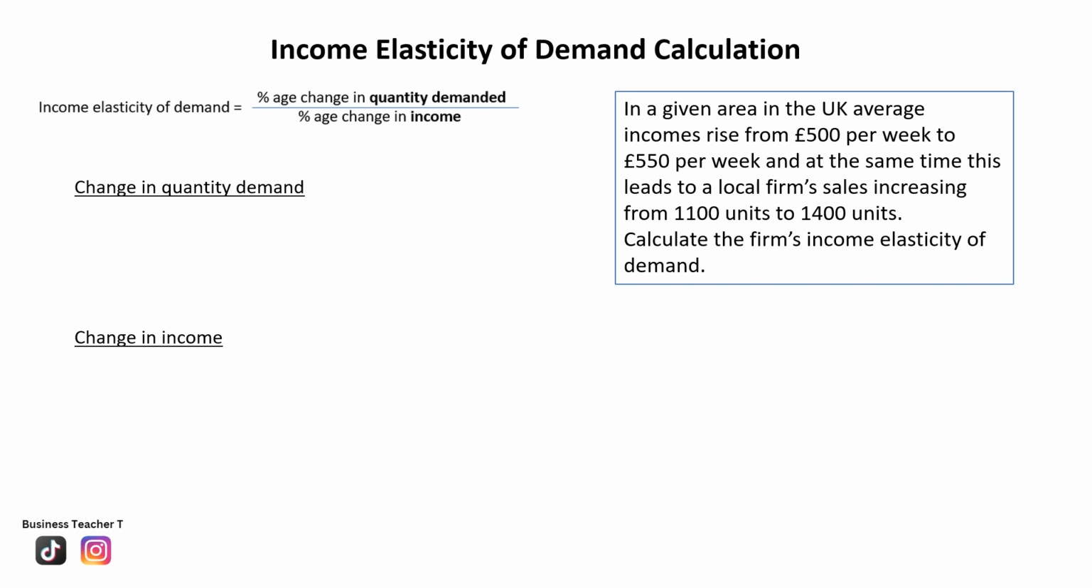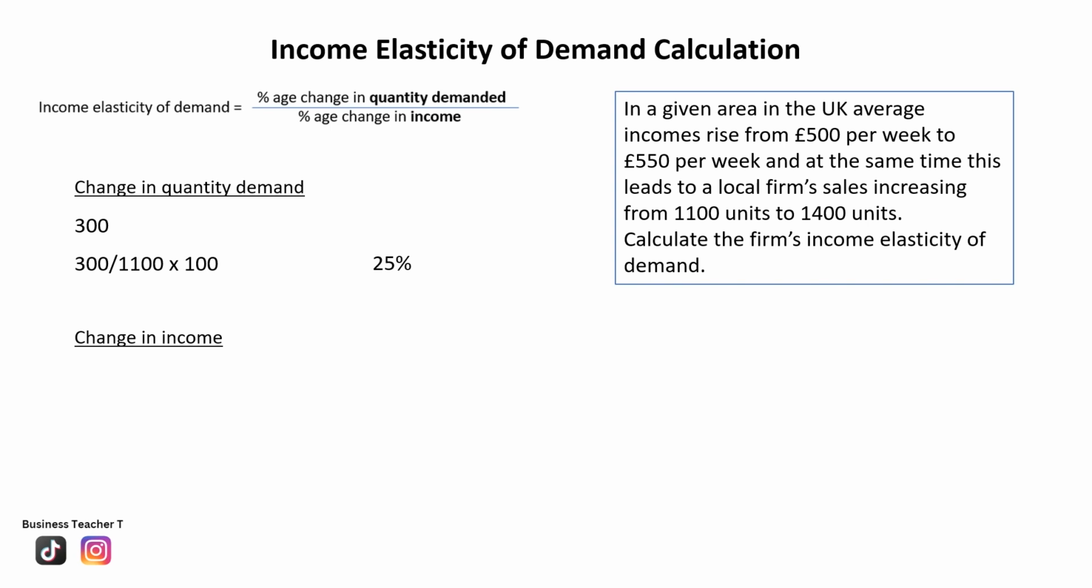Right, so we're going to first of all take a look at the change in quantity demanded, because that's part of the formula. We know that there was a change from 1,100 units to 1,400 units, so that's 300. Now, in order to turn that into a percentage, we need to use percentage change, and that is change over original times by 100. So we know that the change is 300. Divide that by the original amount, that's 1,100 units, and we times that by 100, and that gives us 25%.